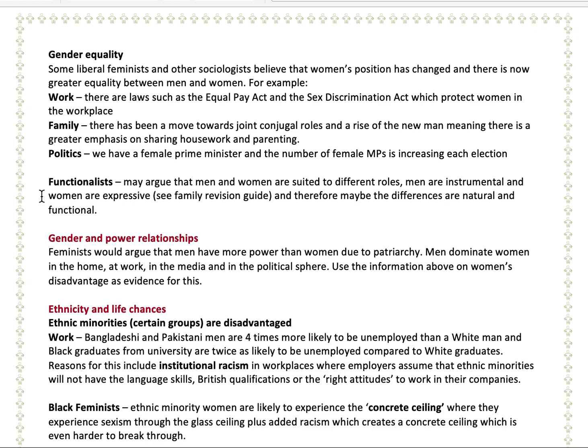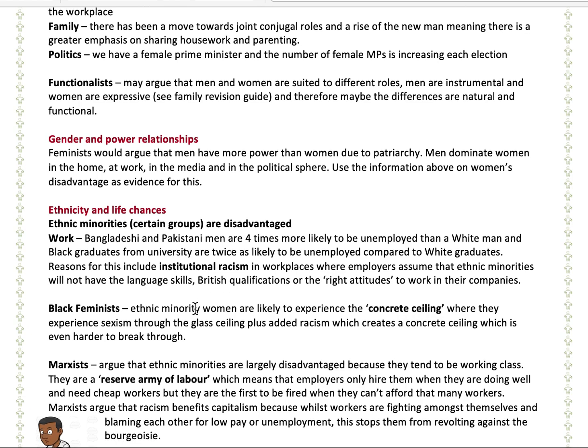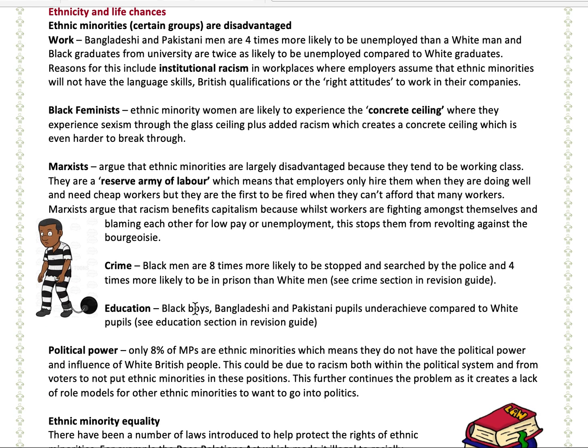Functionalists are also one you can mention in terms of gender equality. So they would argue that it is equal to have men and women in different roles because there are gender differences. And then if anything comes up in terms of power relationships between men and women, you can refer to the idea of patriarchy, alpha male, men being more dominant in the public sphere, Heidensohn, the social control of women, that they're kept in the home outside the public sphere where all the decisions are made.